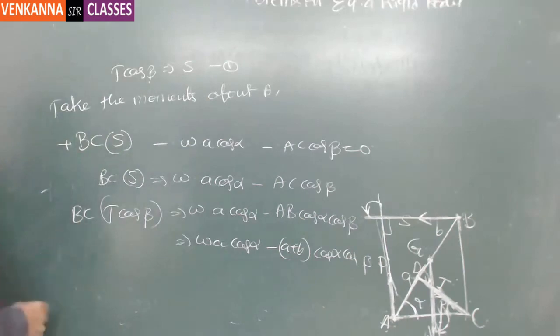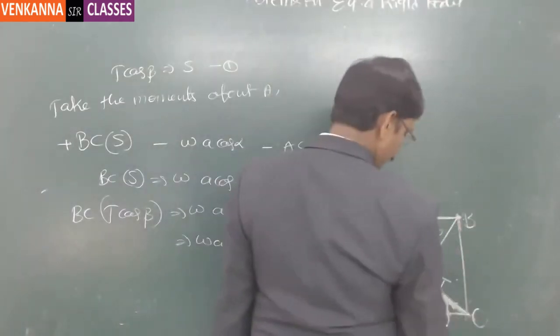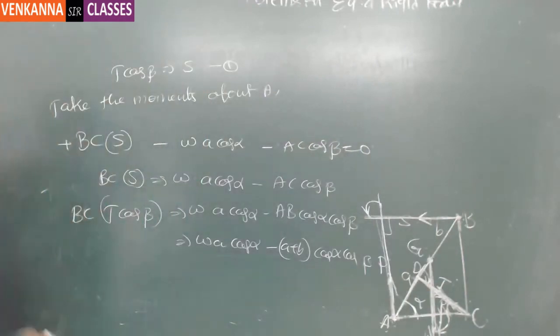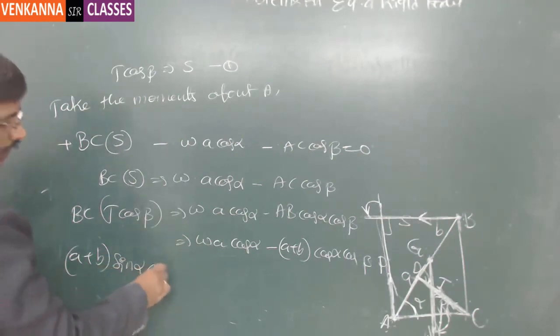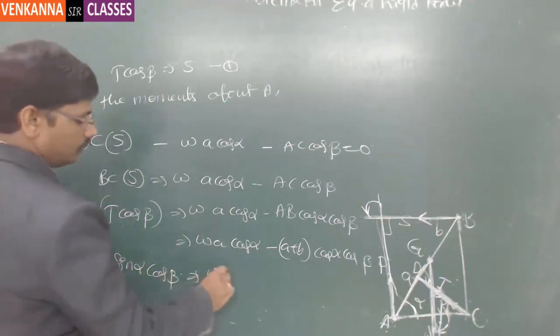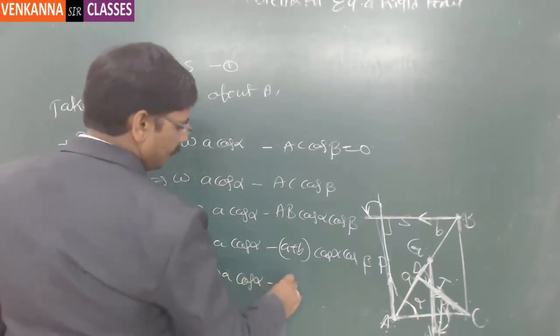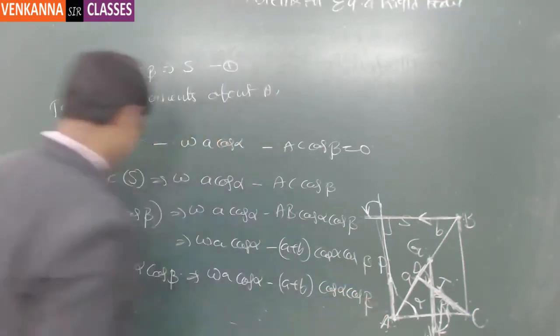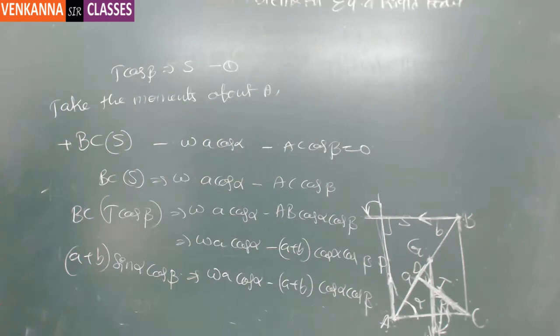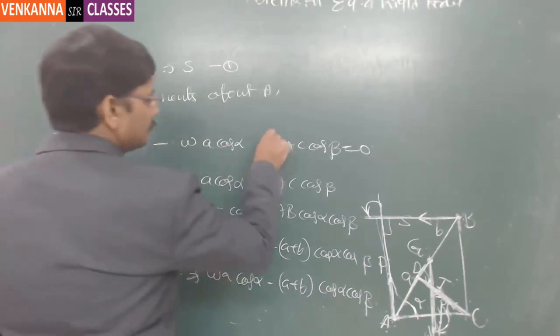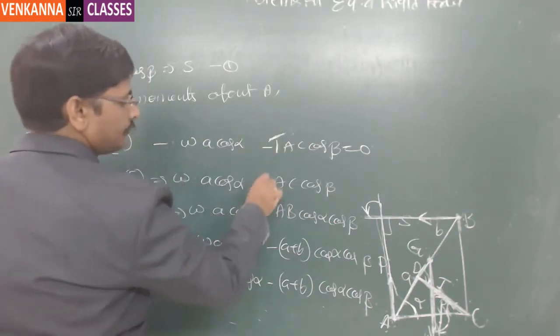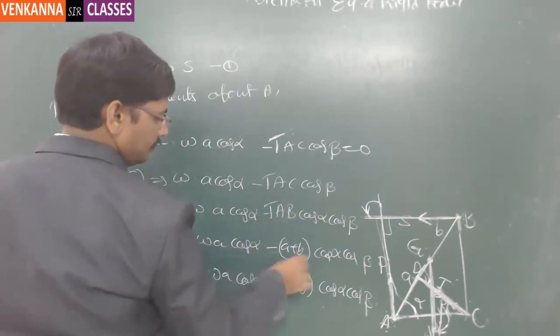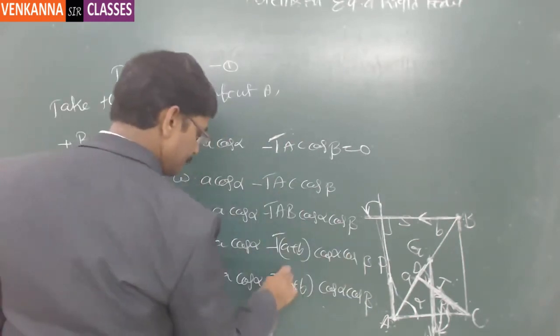So BC is this length. So AB sin alpha, A plus B sin alpha cos beta is equal to WA times cos alpha minus A plus B times cos alpha cos beta. Here there is some T missing. Yeah, tension. T. So there will be T here.